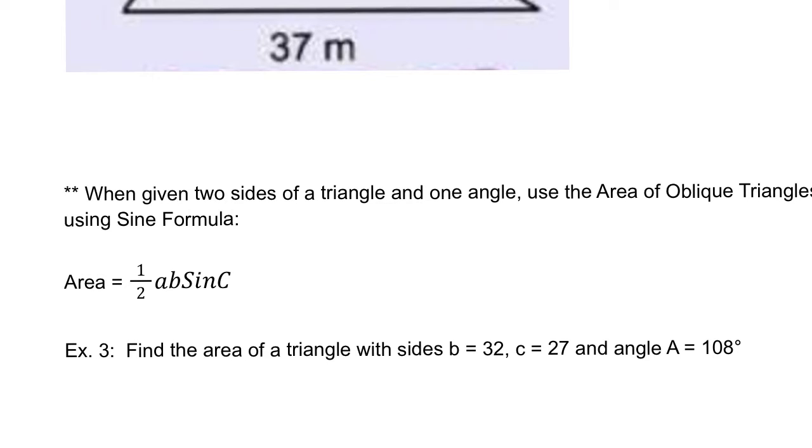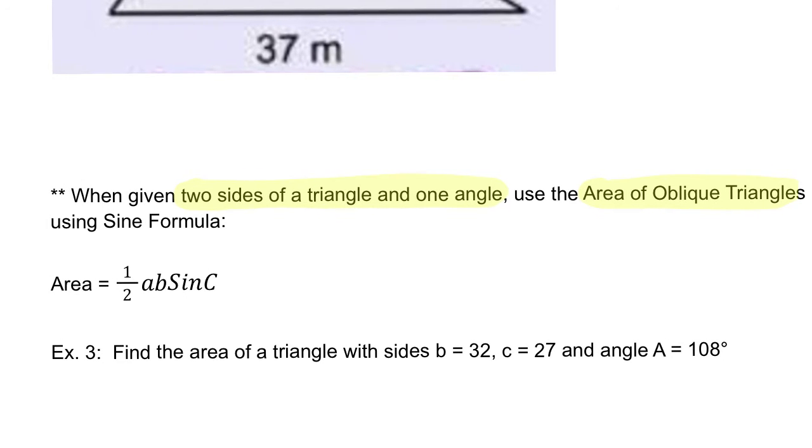All right, the second half of lesson 12.9 is when we're given two sides of a triangle and one angle. So we're given two sides, one angle, and this is the area of oblique triangles. Remember, oblique triangles are triangles without a right angle. So if they're oblique, we can't use 1/2 base times height. And this is why we're using a sine formula.